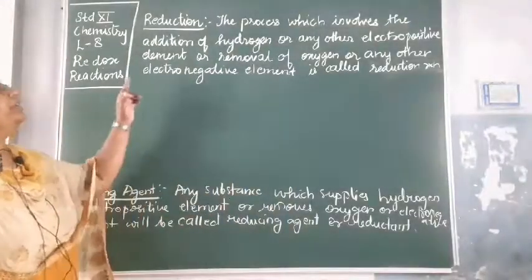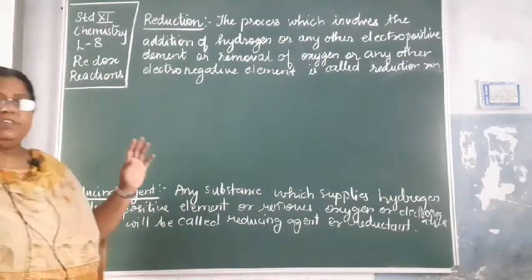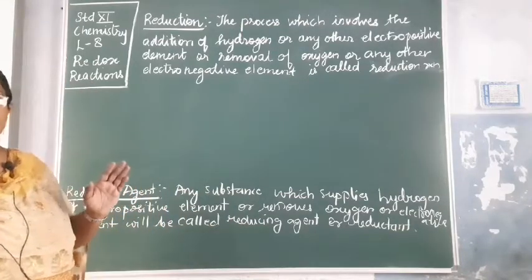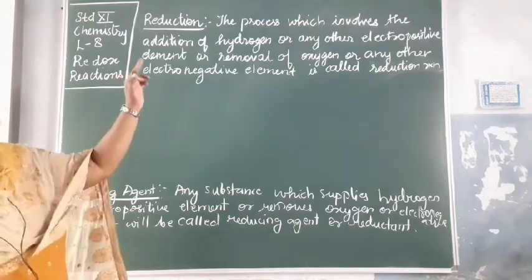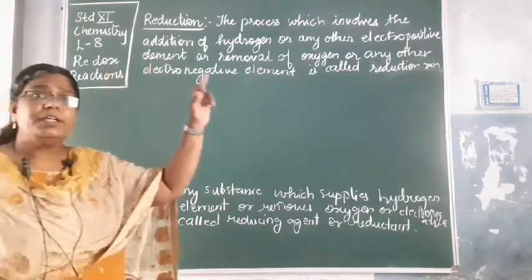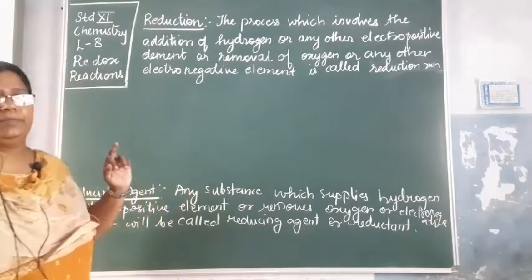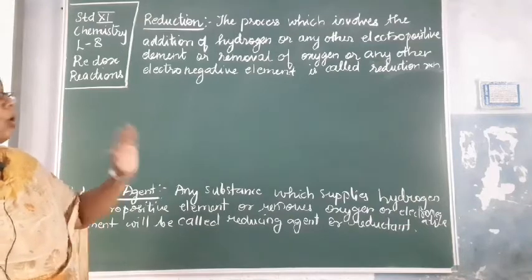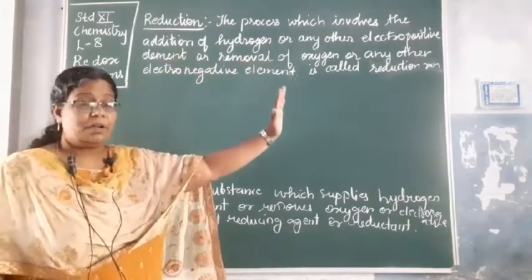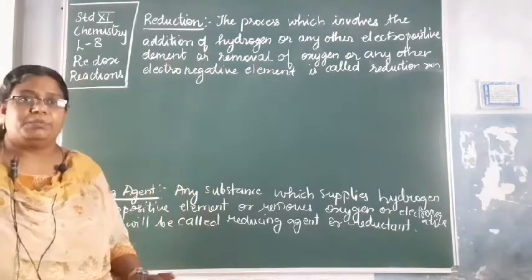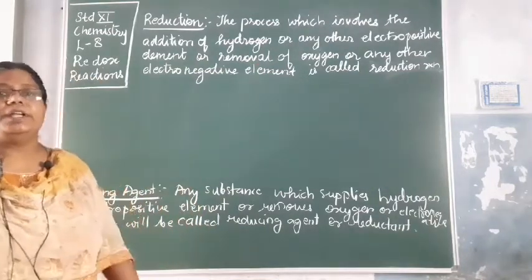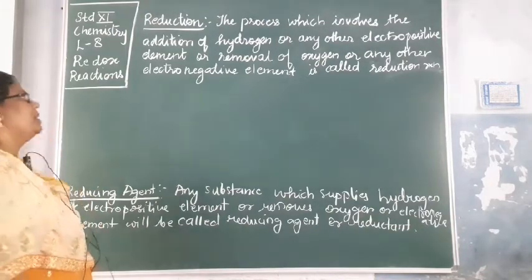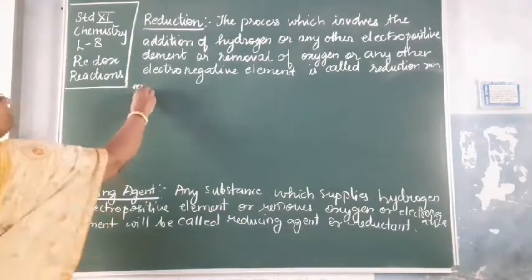Now we come to the term reduction. So just as we had defined oxidation as the addition of oxygen, reduction will be the process where you are adding hydrogen or any other electropositive element. Either you are adding hydrogen or you are adding any other electropositive element, or you are removing oxygen or any other electronegative element. ऐसे जो processes होते हैं that is called as reduction process. ठीक है, तो first example, let us try to understand with an example.